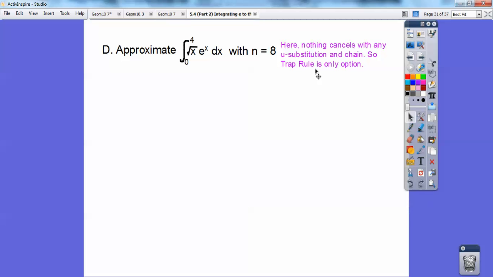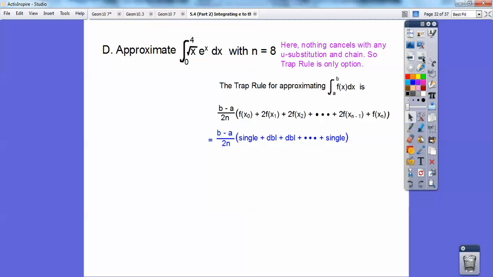It's telling me to break it up into 8 equal pieces. So when I break this up into 8 equal pieces, it's going to go from 0 to a half, to 1, to 1 1/2, which is 3 halves, and all that stuff. Okay, remember the trapezoid rule is b minus a over 2n. So it would be 4 minus a over 2 times 8, which is 16.